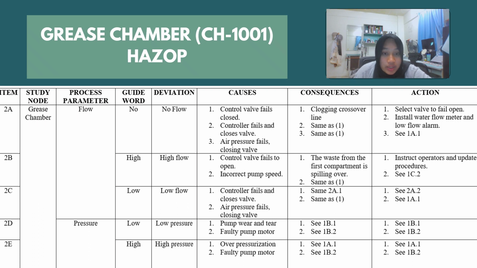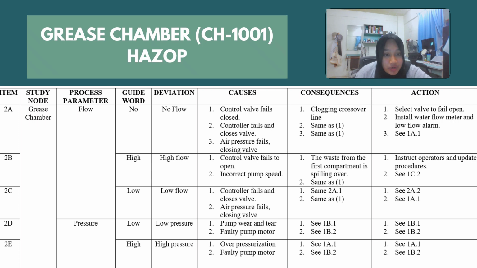Next, for the pressure, we have high pressure and low pressure. For low pressure, the causes are pump wear and tear and a faulty pump motor. So the consequences are reduced pump efficiency and low pressure, and pump output and low pressure. So what do we need to do? Perform regular maintenance, replace worn pump components to maintain the pump efficiency, and monitor and maintain pump motor health to prevent motor malfunction and overloads.